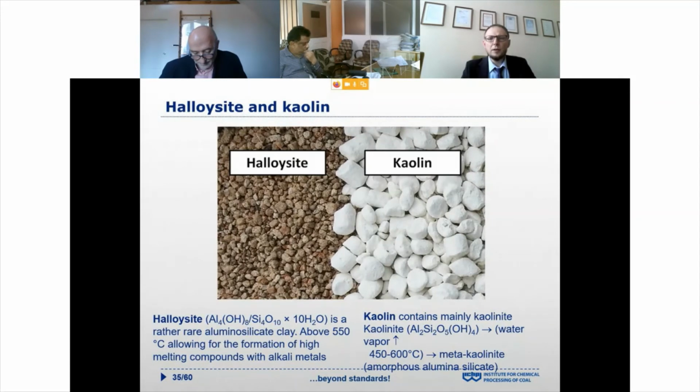Kaolin contains mainly kaolinite, which is a mineral clay, and if we add it into the boiler, the first step is that we remove, of course, the water vapor, and kaolin is transformed into metakaolinite. It is amorphous aluminum silicate. This, let's say, chemical compound is very reactive against sodium and potassium. More similar is halloysite, which also creates a very reactive phase against the alkali metals.